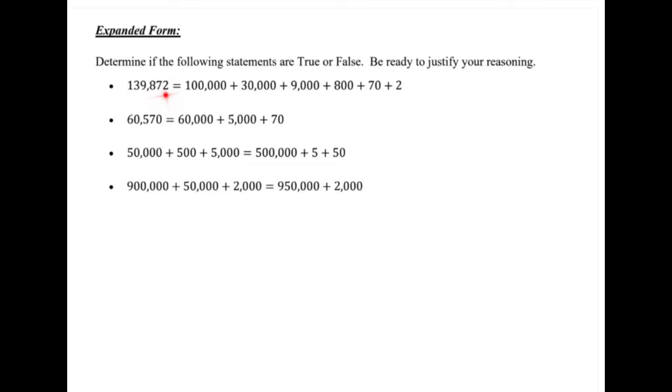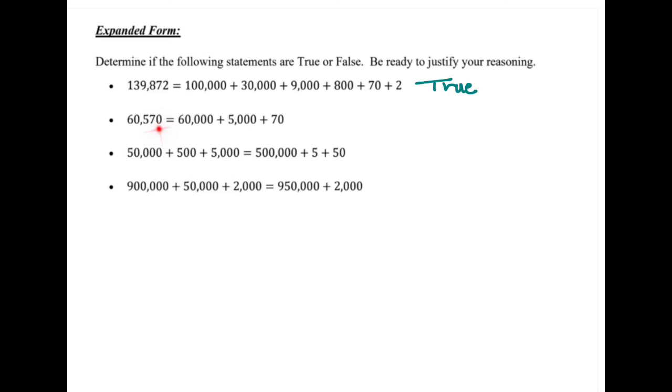Okay, so first one. So this number right here. Start with the 2. And that's the 2. That's easy. Okay, the 7 is a 70. That's fine. The 8 is in the hundreds place. 800. 9 is in the thousands. Sure enough. 3 is in the 10,000s, so that represents 3 tens, or 30,000. And the 1 is in the 100,000s, so there's 100,000. And that one's fine. Okay, so this one is true.